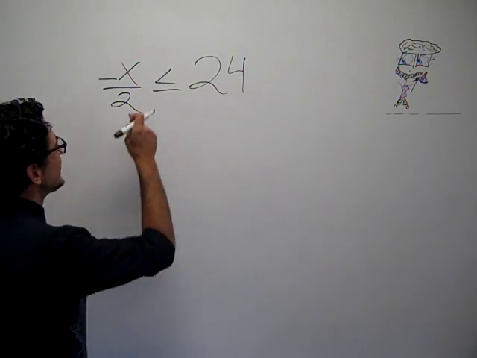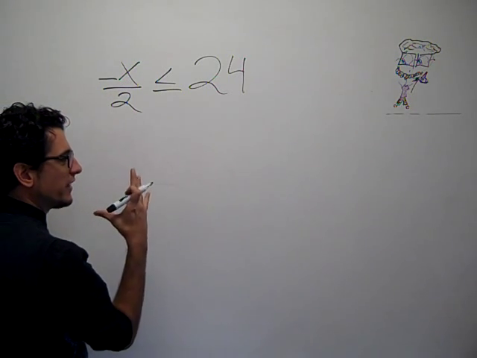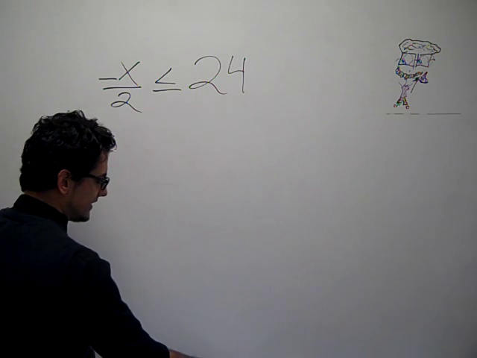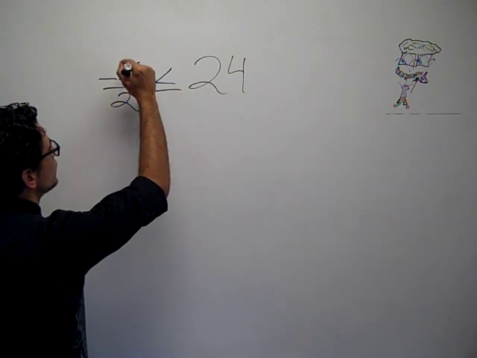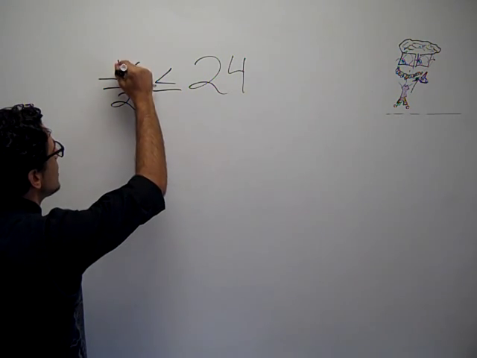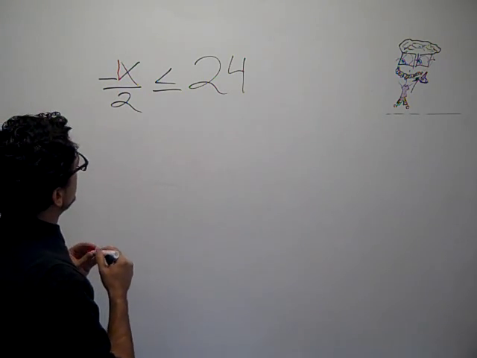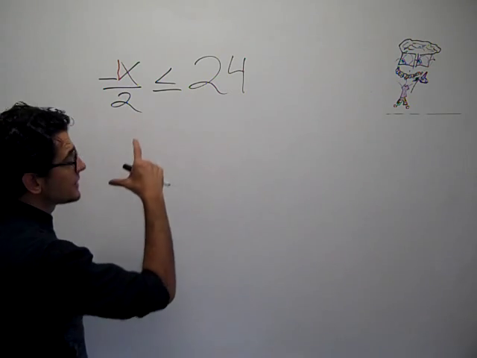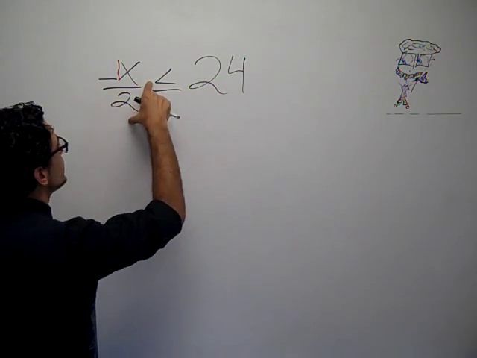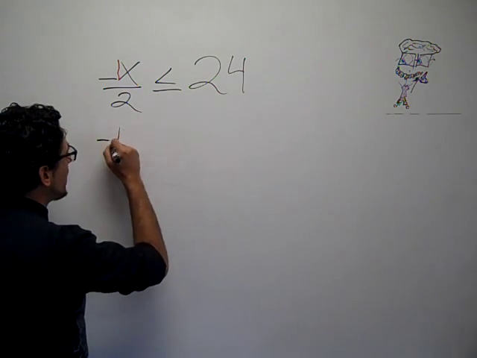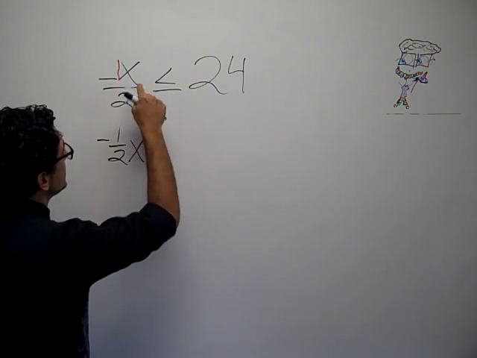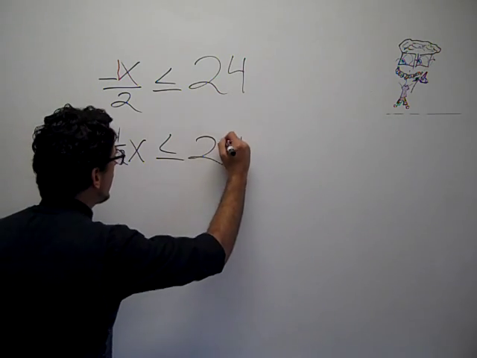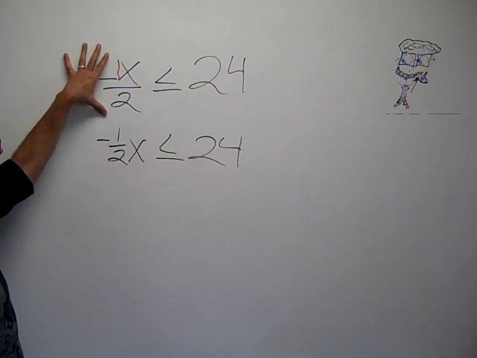When I have a variable as a numerator, the way I can think of it is that there is a coefficient to this x, and that is a 1. Here we go, I could rewrite this as negative 1/2 x, because these mean the same thing, is less than or equal to 24. Now, how did I come up with 1/2 when I didn't see that before?